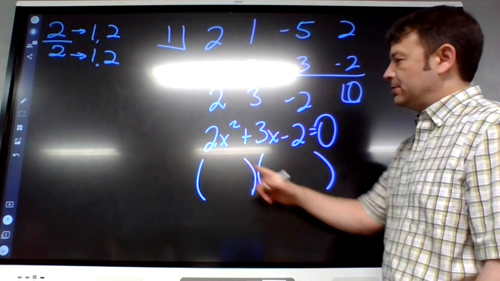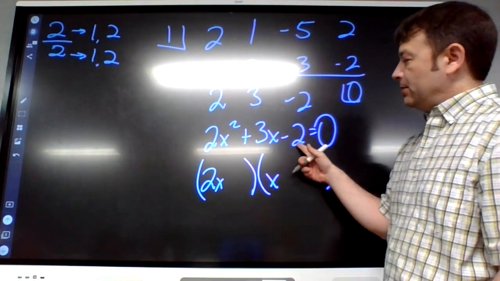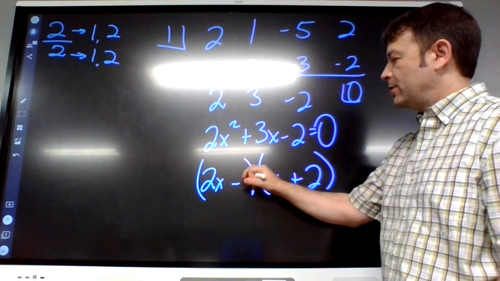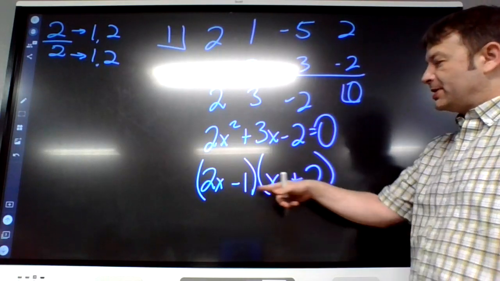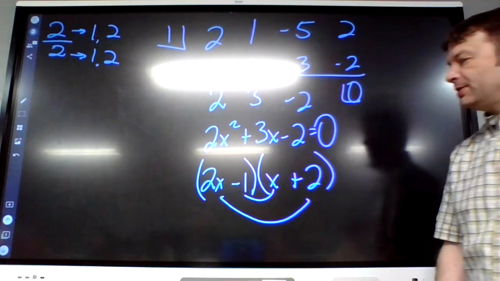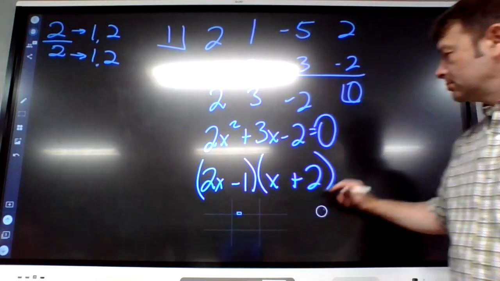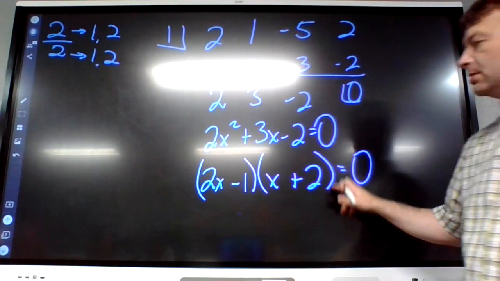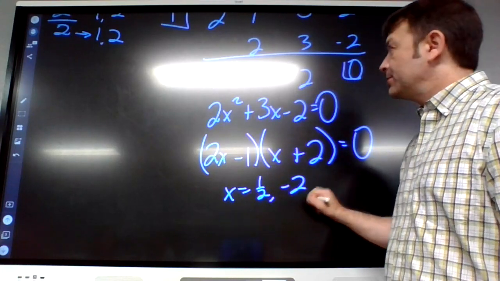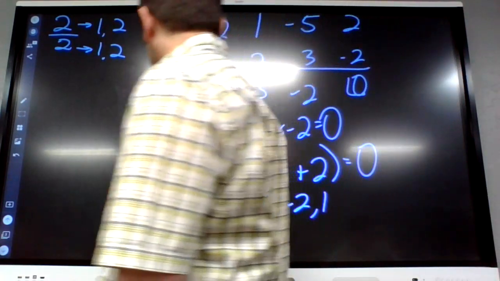Okay, what goes into 2x squared? 2x times x. What goes into negative 2, 2, and negative 1? But you have to put it in a way such that when you FOIL it, the outside inside gives you 3x. So I got x is 1/2, or negative 2, or 1 from the beginning.